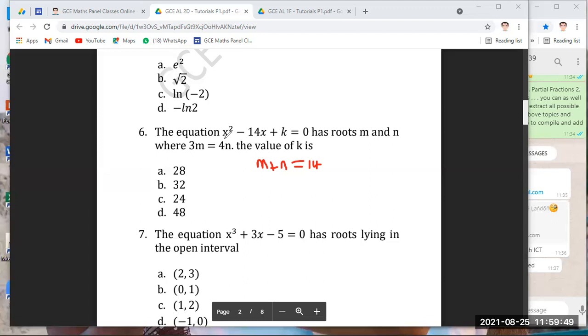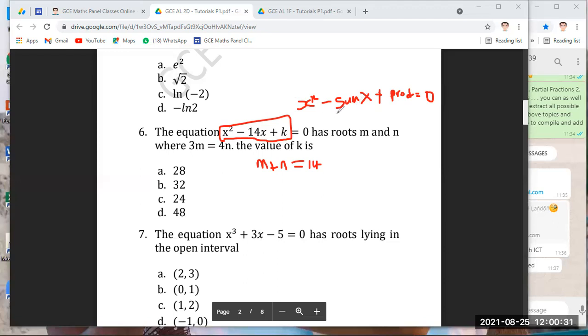Now, whenever I have a quadratic like this, x squared minus 14x plus k, this quadratic can be written in some product form as follows. You have x squared minus the sum of roots times x, plus the product of roots, is equal to 0. And the condition here is that the coefficient of x squared should be equal to 1. If it's not equal to 1, then you have to divide all through by whatever number is in front of this x squared.